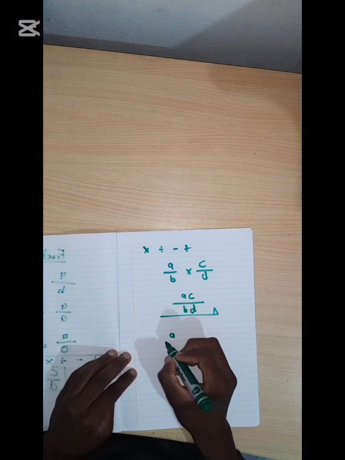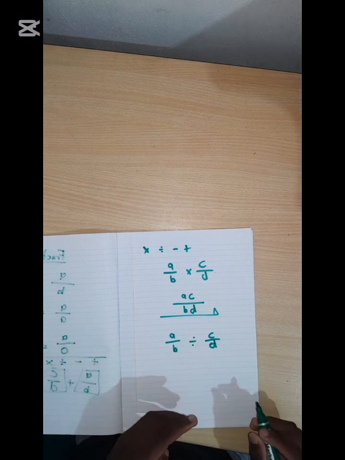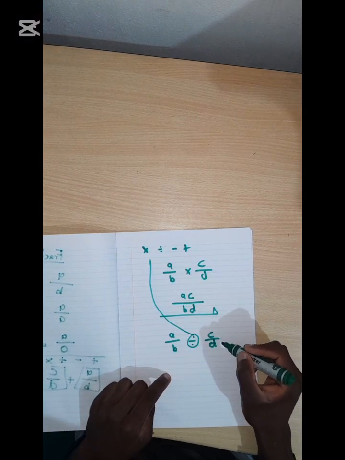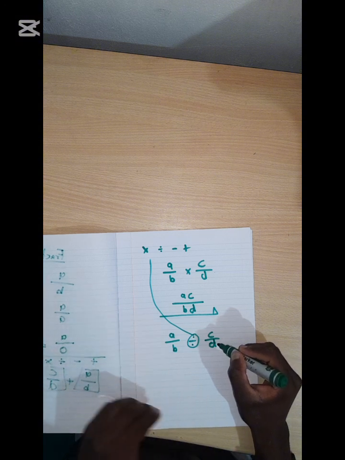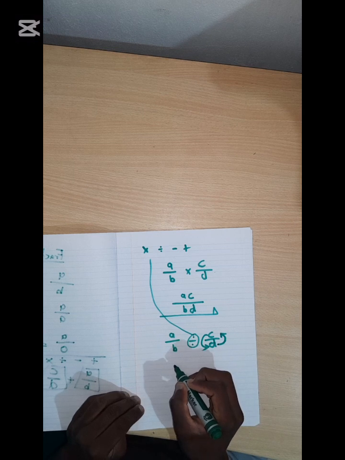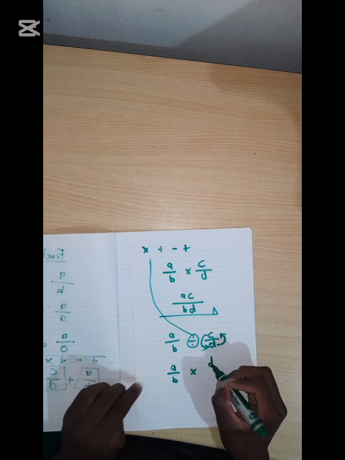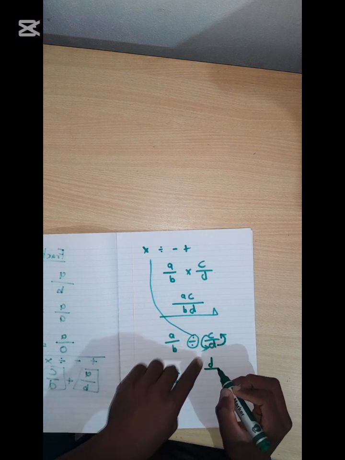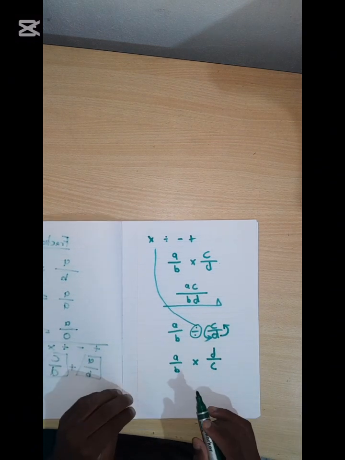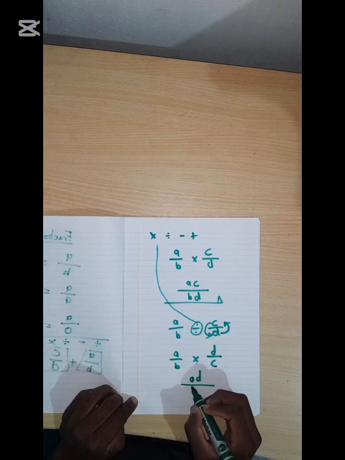So now you're dividing A over B divided by C over D. When you're dividing, you have to first change the division sign into the multiplication sign and then take the denominator of the next term and make it a numerator, and take the numerator and make it a denominator. So this would be written as A over B multiplied by D over C, as I just changed that sign. D, which was the denominator, now becomes the numerator, and C, which was the numerator, now becomes the denominator. Then you continue to multiply. A times D is AD over B times C is BC.